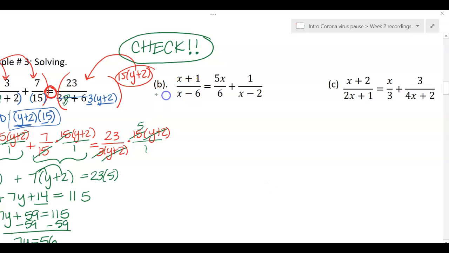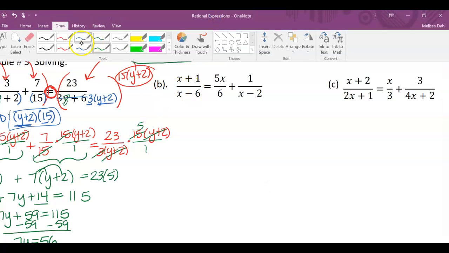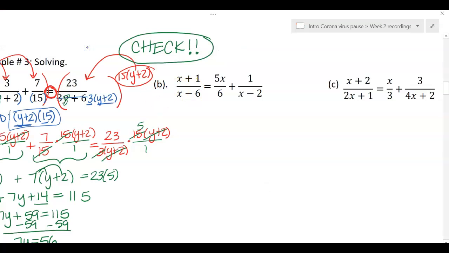Okay. All right, now we're going to look at the next problem. So again, we're going to start with the LCD. When I look at the first fraction, the factor in the denominator is just one factor of x minus 6. The second fraction has a factor of 6. I haven't included that yet. I have an x minus 6. That's different than 6. And then the third fraction has an x minus 2. I don't have that yet either, so I need to include that.